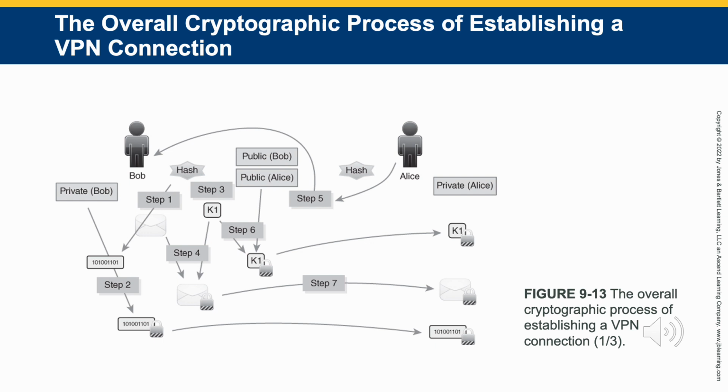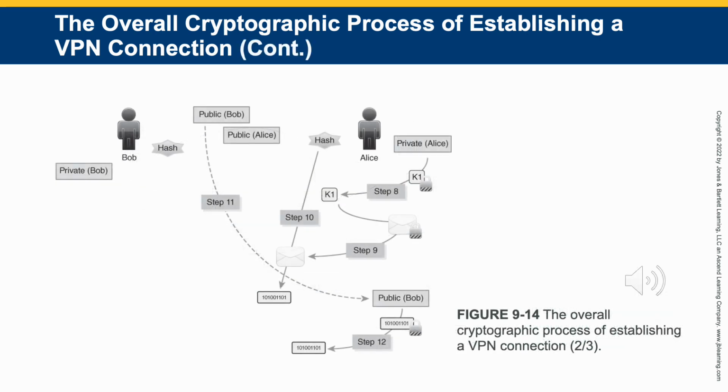Bob obtains Alice's public key. Bob encodes the key with Alice's public key to create a digital envelope. Bob sends the digital signature, the encrypted message, and the digital envelope to Alice. Alice uses her private key to decode the digital envelope to reveal the key. Alice uses the key to decrypt the message.